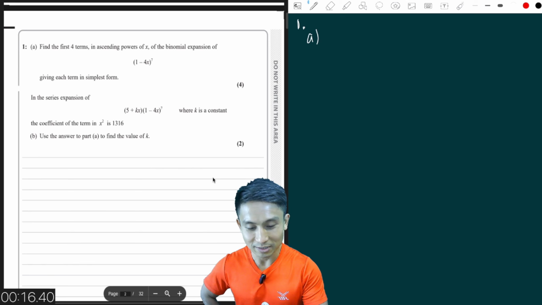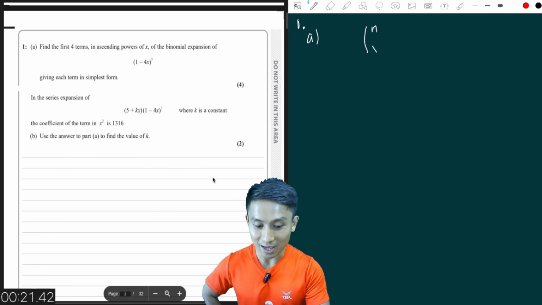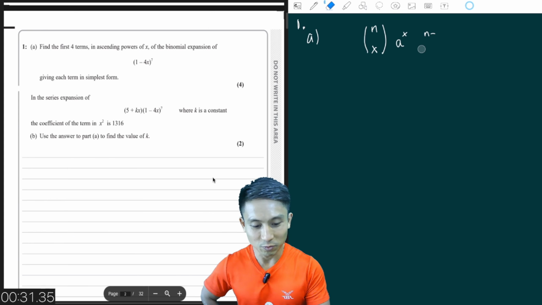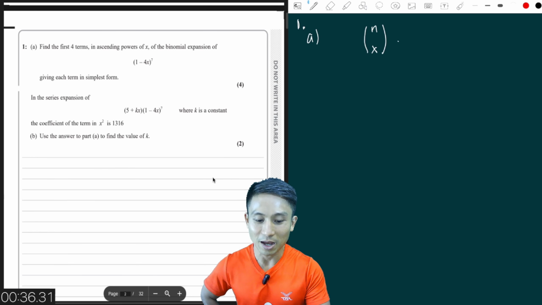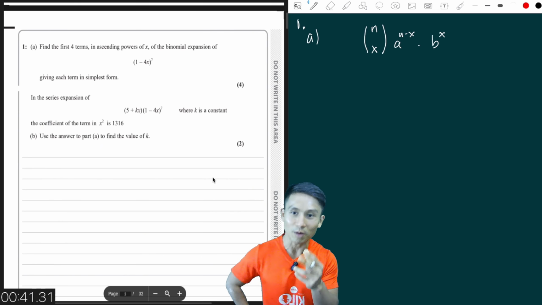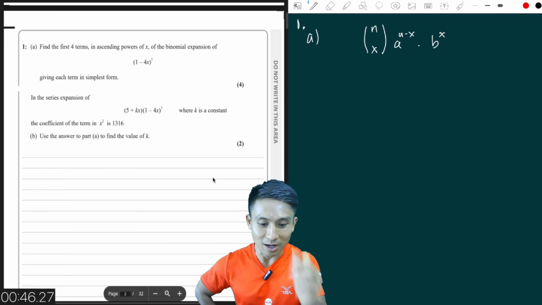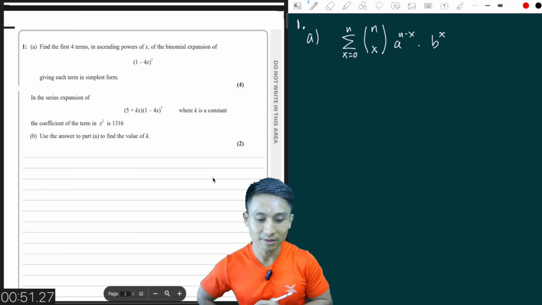You have to know that each term is going to be of the form nCx, with the first term to the power of n minus x, and then the second term to the power of x. I mean, you can swap that if you want to expand fully, but that's fine. And it's just the sum of the whole thing, running from x equals 0 to x equals n.